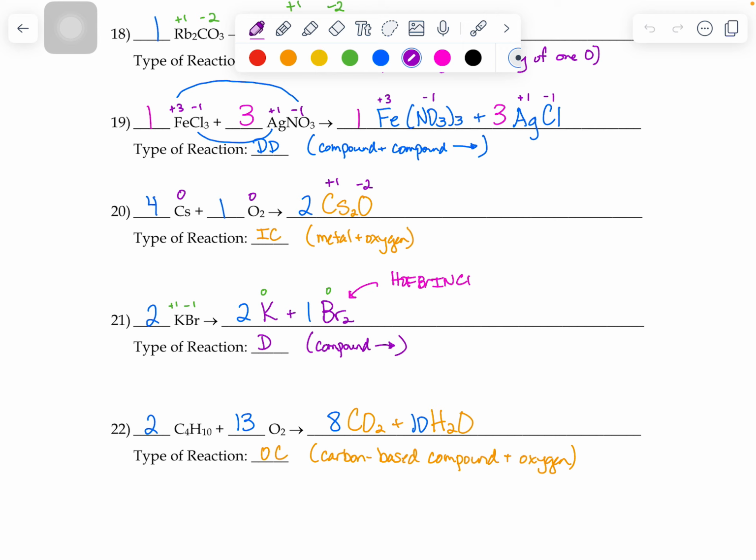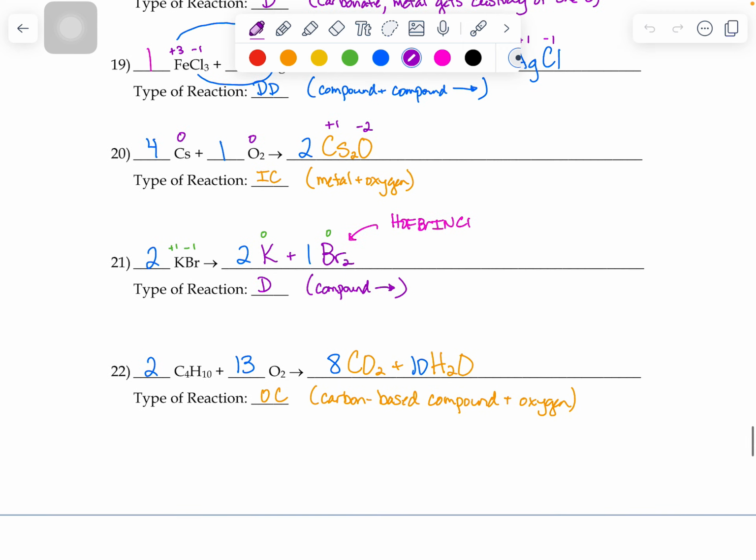Number 22 we know is a combustion reaction because we have oxygen as a reactant. We know that it's organic combustion because we have a carbon-based compound being added to that oxygen. Those products are always carbon dioxide and water, and then you just have to balance the reaction overall.